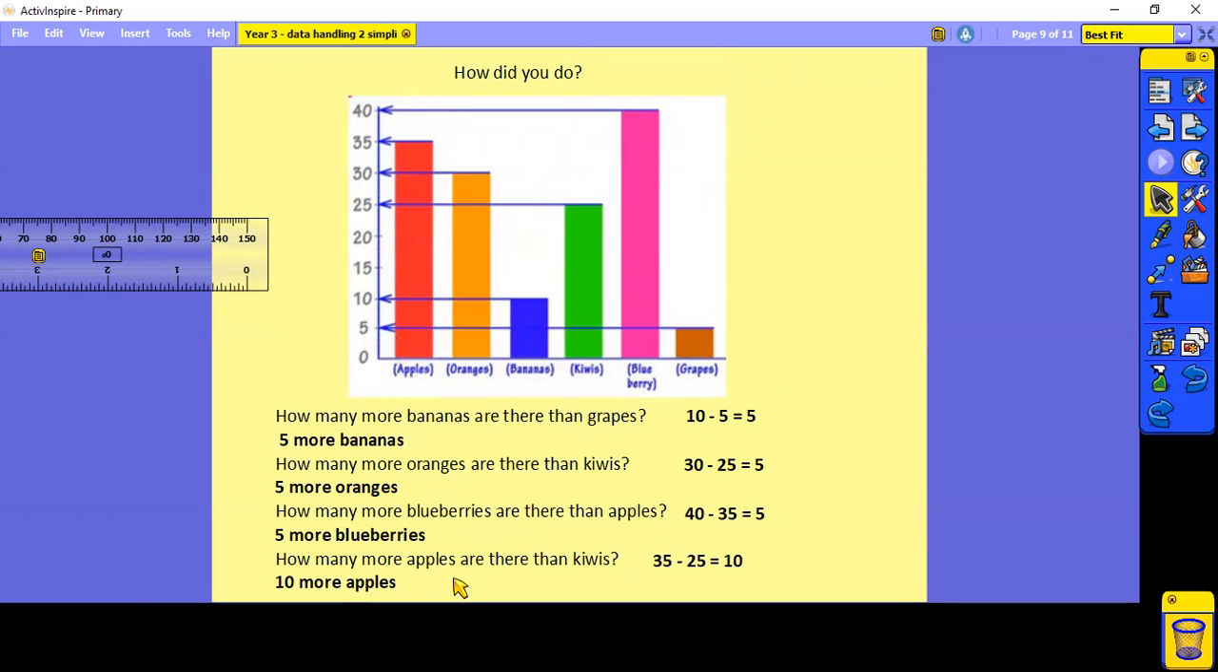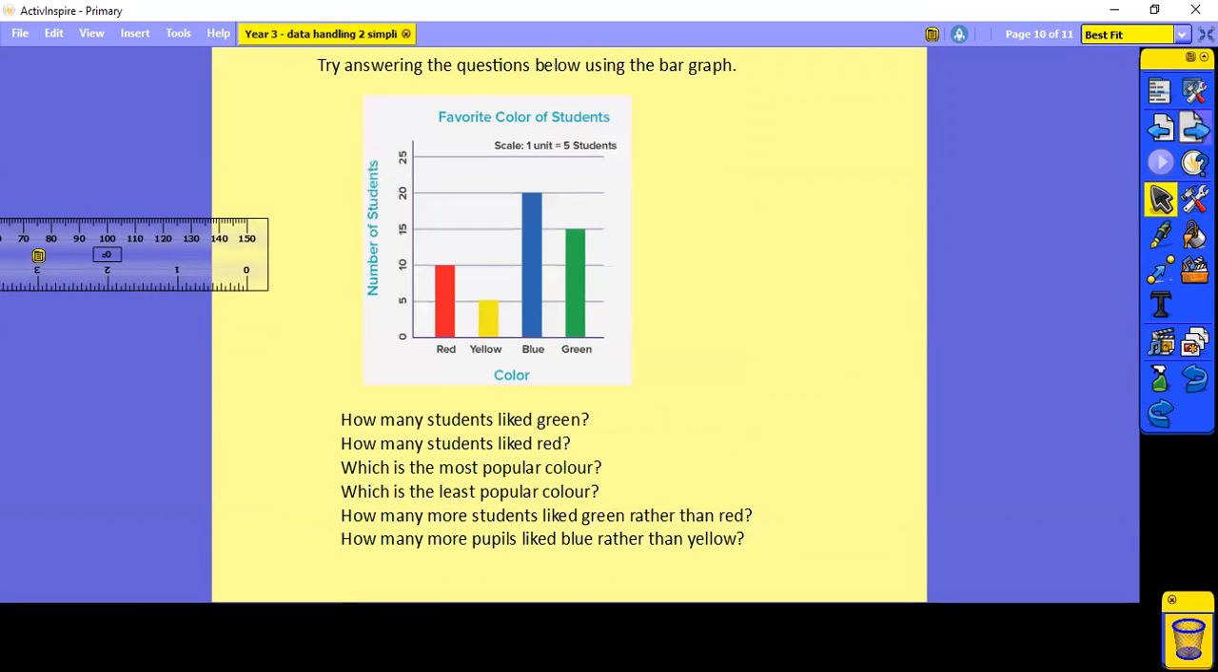And how many more apples are there than kiwis? There were 35 apples and there are 25 kiwis. So it's 35 take away 25 equals 10 more apples. Let's have a look at the graph here. And this is about favourite colours. I'd like you to try now and answer the questions here. Pause whilst you have a try.